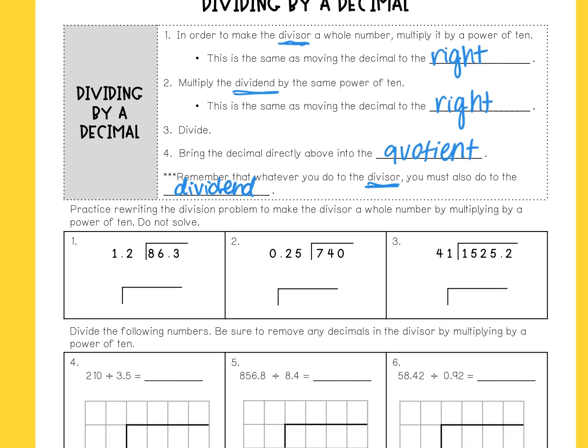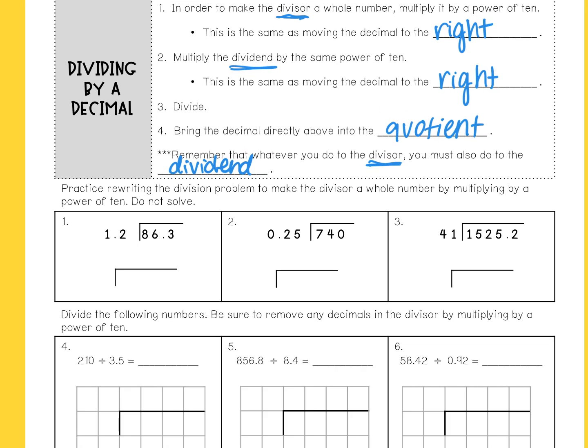Okay, let's go ahead and practice rewriting the division problem to make the divisor a whole number, so your number outside of your division box a whole number, by multiplying by a power of 10, and don't solve.